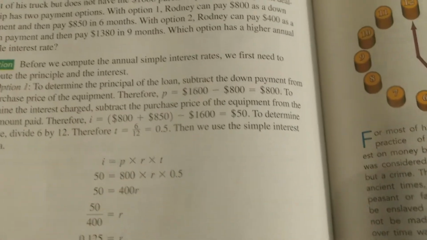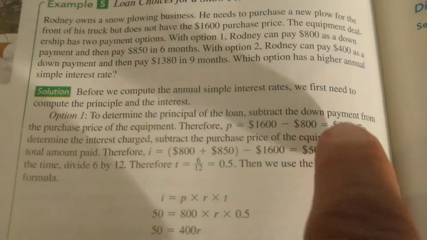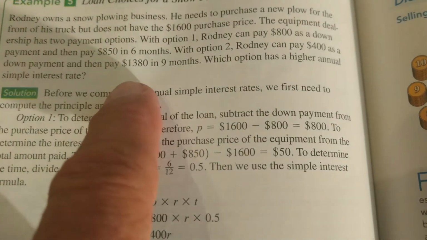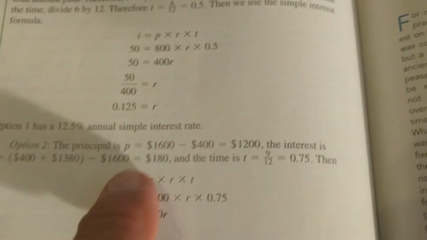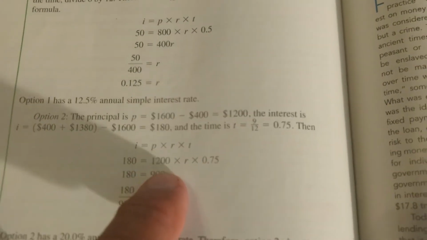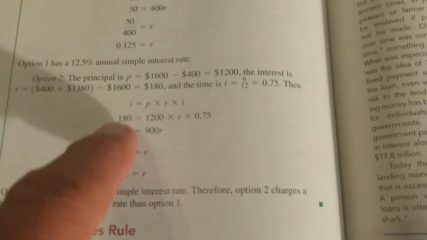On the second option, here he puts 400 down, which leaves 1,200. If we take 1,200 from 1,380, we find out he's paying $180 interest. $1,200 at 0.75, we find out he's paying 20%. So the best option is option 1.